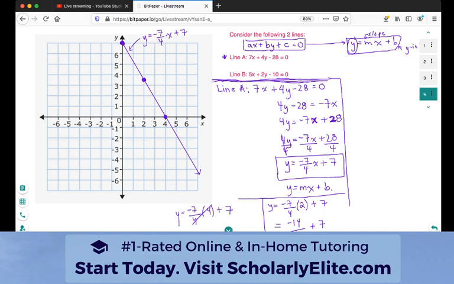Okay, now we've solved this part. We have to also solve line B. So we're going to go ahead and make some space here. Hopefully you guys were able to write that all down.